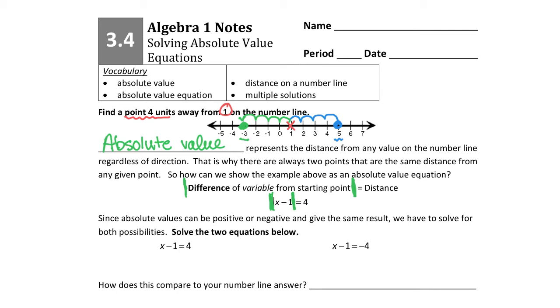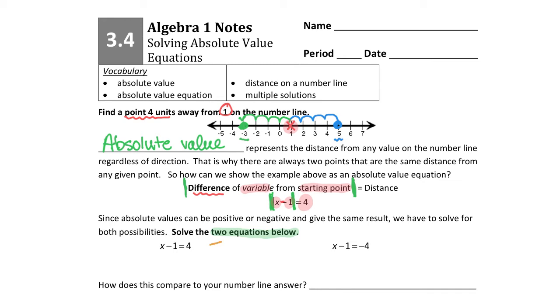Now let's take a look at what the formula is here. We find the difference, so the difference means subtract, of a variable, so our variable here is x, from the starting point, and our starting point up here was 1, and then that's always going to equal the distance. Our distance had 2 directions to it, so we've got 2 equations now that show the 2 different directions.